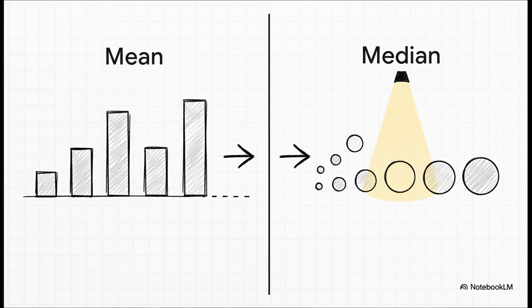So how do we describe what's typical in our data? We use these two guys. The mean is just the good old average. Add them up, divide by how many there are. The median is the number that's smack dab in the middle after you've lined all your data up from smallest to biggest.